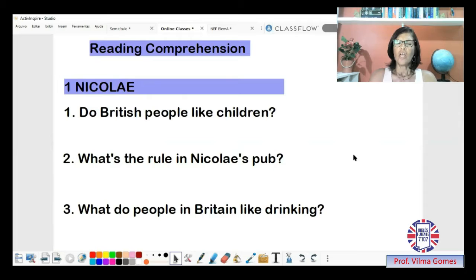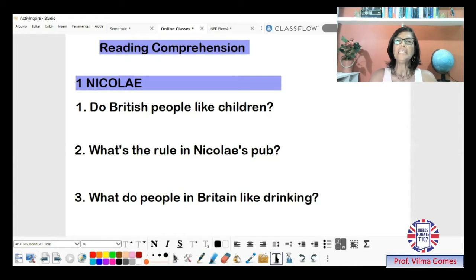What is it? I have 3 questions for every person. So number 1, Nicola: do British people like children? Os britânicos gostam de crianças? Qual é a resposta para essa pergunta?